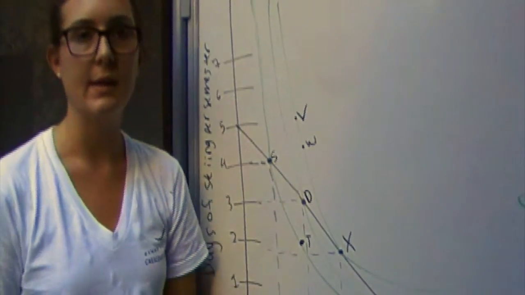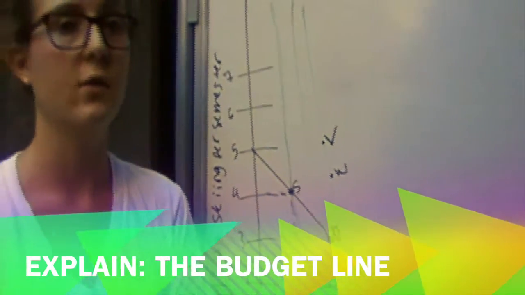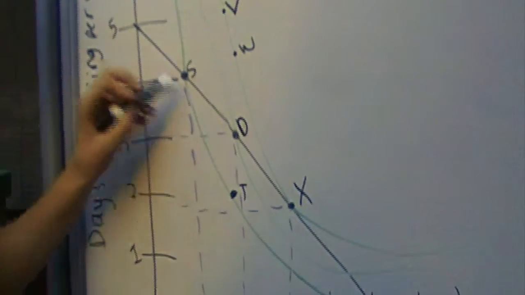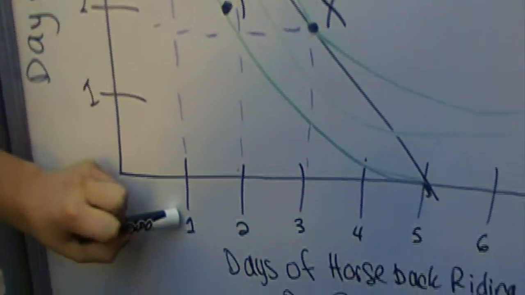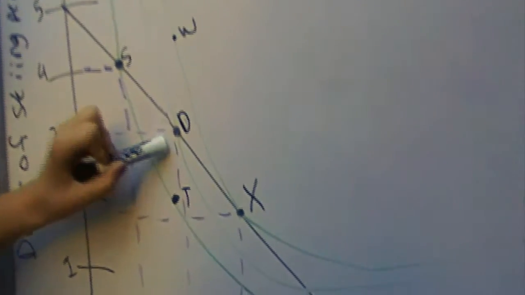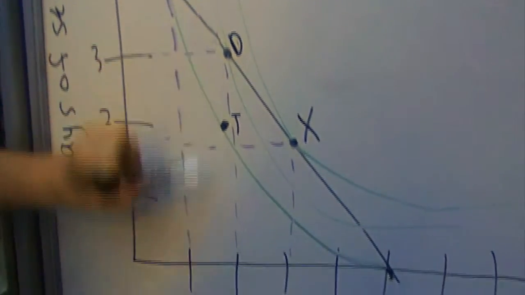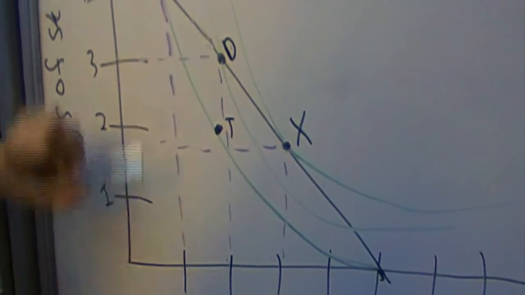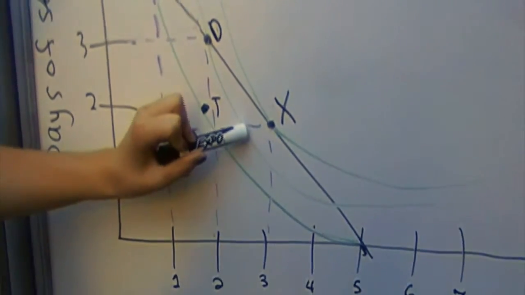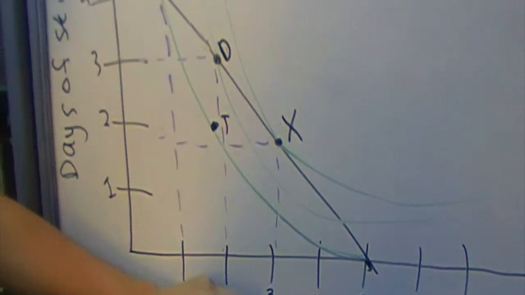Now I'm going to explain the budget line and the different combinations of horseback riding and skiing that you can have when you go along it. At point S, you can have 4 days of skiing and 1 day of horseback riding. If you move along the budget line to point D, you can have 3 days of skiing and 2 days of horseback riding. And then when you move along to point X, you can have 2 days of skiing and 3 days of horseback riding.